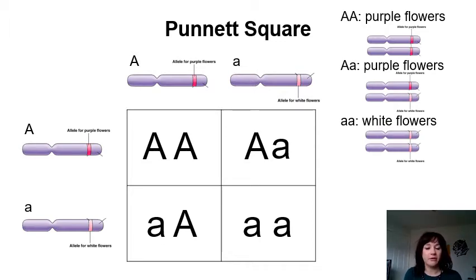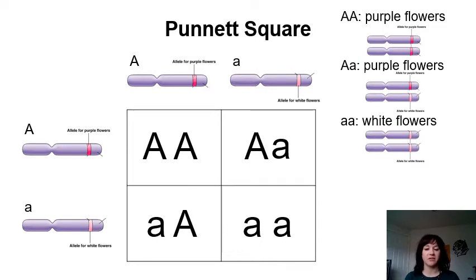So the results that we have, if the offspring is two capital A's, we said that is homozygous dominant, and that offspring is going to have purple flowers. Then we have two options here where we have heterozygous offspring, and it doesn't really matter what order the A's are written in. But we've determined that the dominant allele is the purple allele. So if the offspring are heterozygous in this case, they are going to have purple flowers. And then our last square are homozygous recessive offspring. They have both of the recessive alleles, and so in this case they are going to have white flowers.